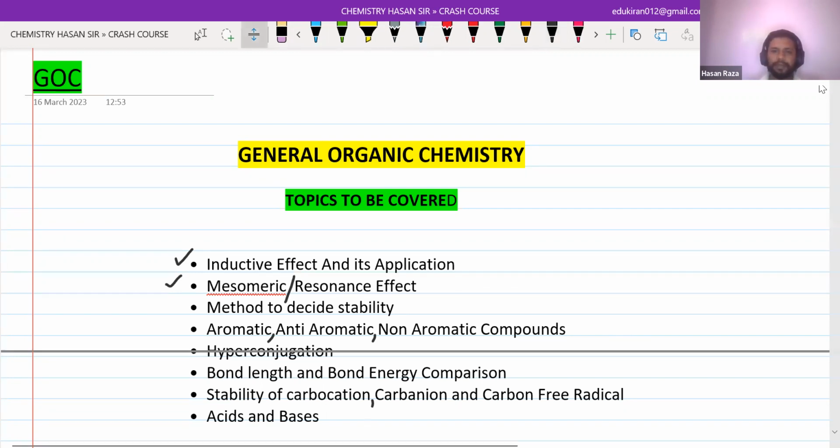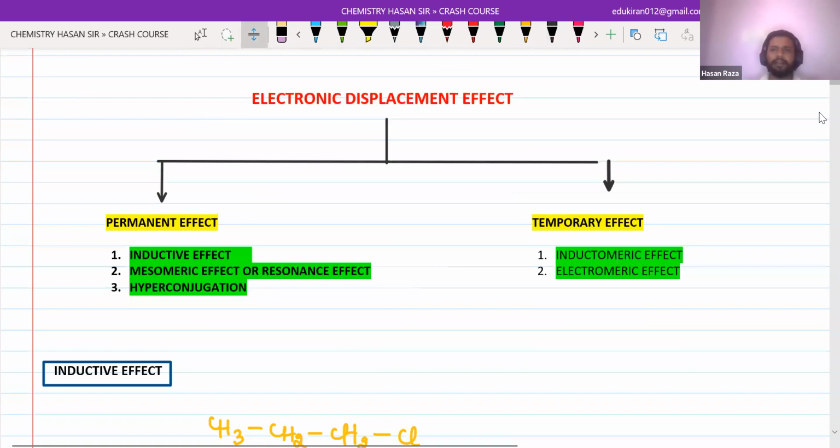So let's start this. Basically, there is a concept that is called electronic displacement effect. It is about the displacement of electrons, the movement of electrons. Where does the electron go? That effect is called electronic displacement effect, and it is of two types. The first one is permanent effect, and the second one is temporary effect.